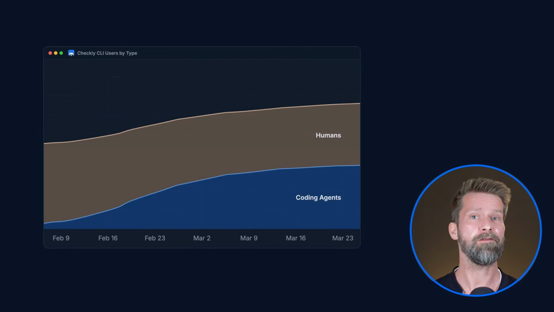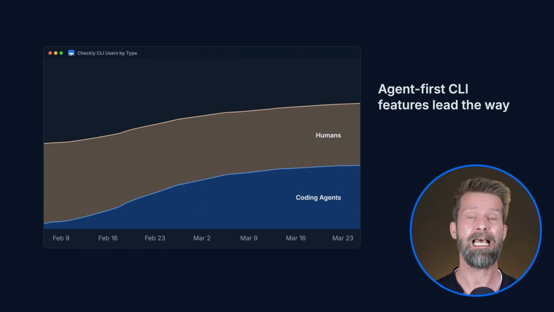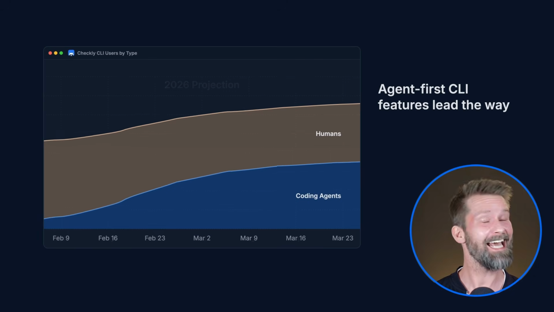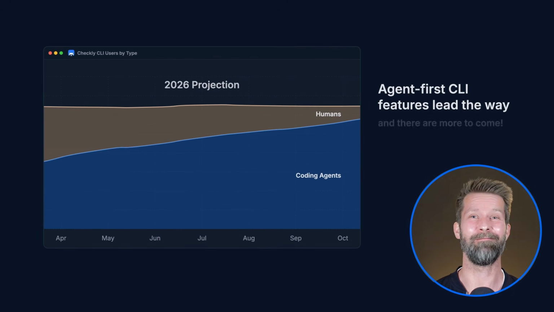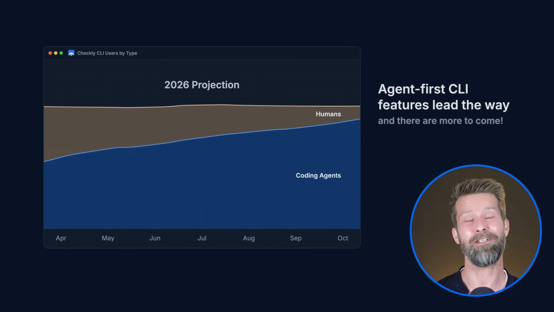CLIs were built for humans first, but with these patterns, built-in agent documentation, guardrails, and structured output, the Checkly CLI now caters to our new power users. Half of the Checkly CLI users are already agents, and keep them coming. We are ready for them. Install the Checkly CLI, install the Checkly skill, and set up and control your entire monitoring.